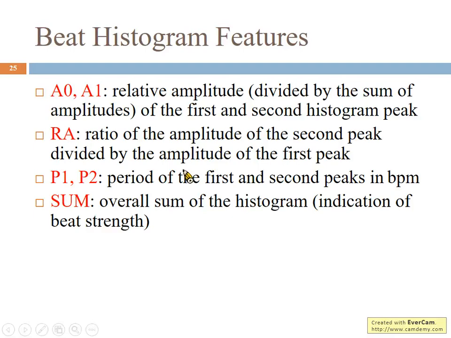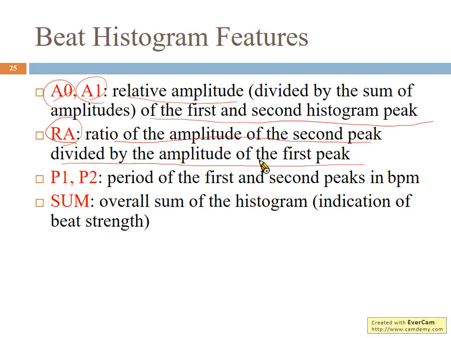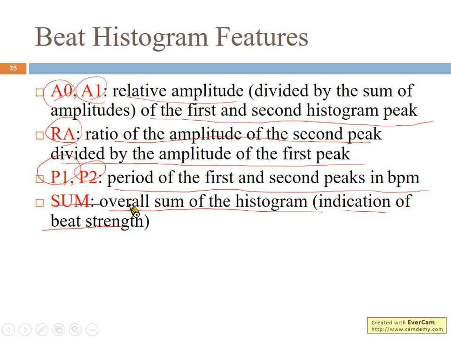Based on the beat histogram, we can extract several features. A0 and A1 are the relative amplitudes of the first and the second histogram peaks. RA is the ratio of the amplitude of the second peak divided by the first peak, the relative ratio. P1 and P2 are the periods of the first and the second peaks in BPM. Sum is the overall sum of the histogram that indicates the beat strength. So based on a sequence of processes, we finally extract the beat histogram features. We don't directly use the autocorrelation value or the energy value, but based on the sequence of energy distribution processing and autocorrelation, we finally get the beat histogram and extract features from it. This is one of the uniqueness of this work.